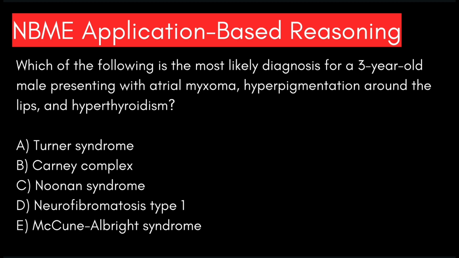Which of the following is the most likely diagnosis for a 3-year-old male presenting with atrial hyperpigmentation around the lips, and hyperthyroidism?